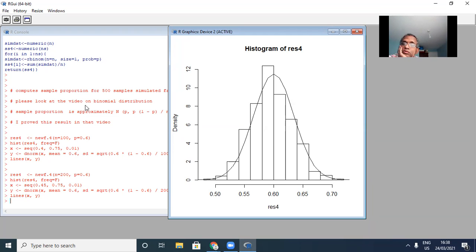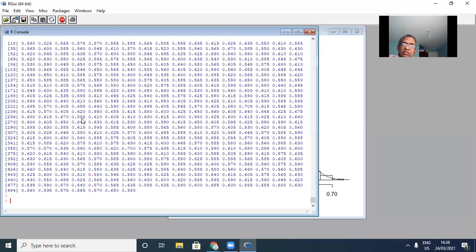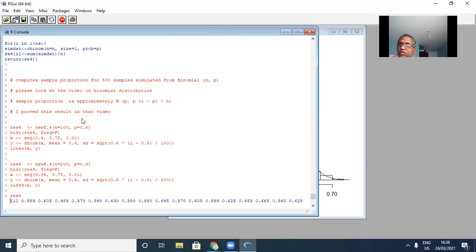No. REST4 is just a name that I gave to the simulated data. You can call it whatever you like. You don't need to call it REST4. It's the name of an object that contains the simulated data, in other words, the 500 values. So if you type REST4, these are the 500 values of sample proportion that I simulated. But you can call it anything, some other name.